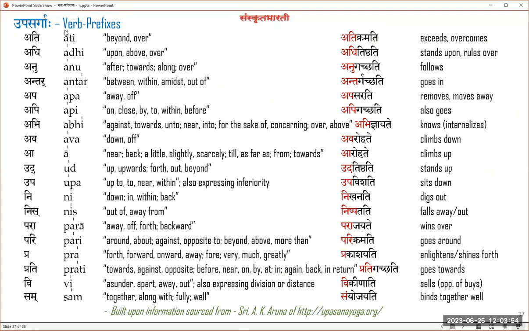He has attempted to make a list: 1, 2, 3, up to 17. Sorry, let me count it. Actually, I don't think everything is there. Maybe I'm counting wrong. Anyway, ati, beyond, over; adhi, upon, above, near, over. Like this, he has come up with some interpretations, but you can see some of them grow into such a huge list. You have to know the context.